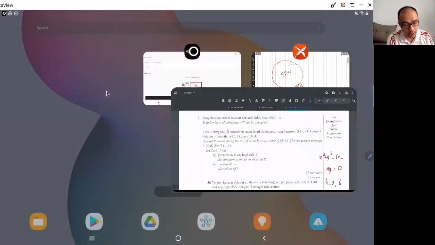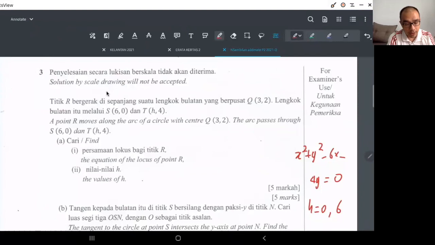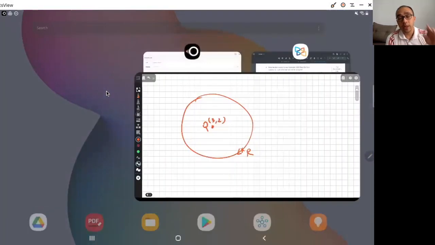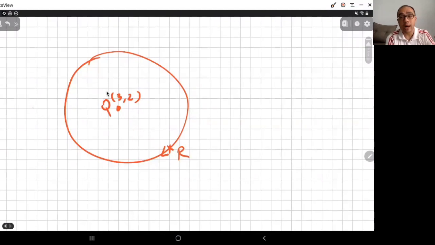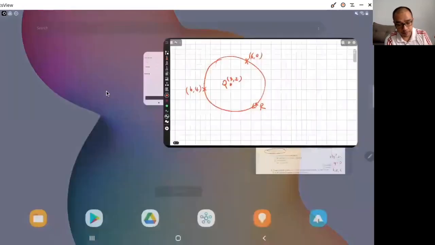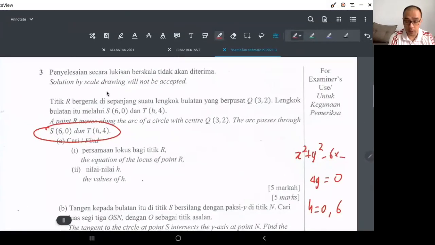And then they say that the arc passes through (6, 0) and (h, 4). What that means is that along the arc there is going to be one point (6, 0) and another one (h, 4). So the question is, find the equation of the locus of point R.